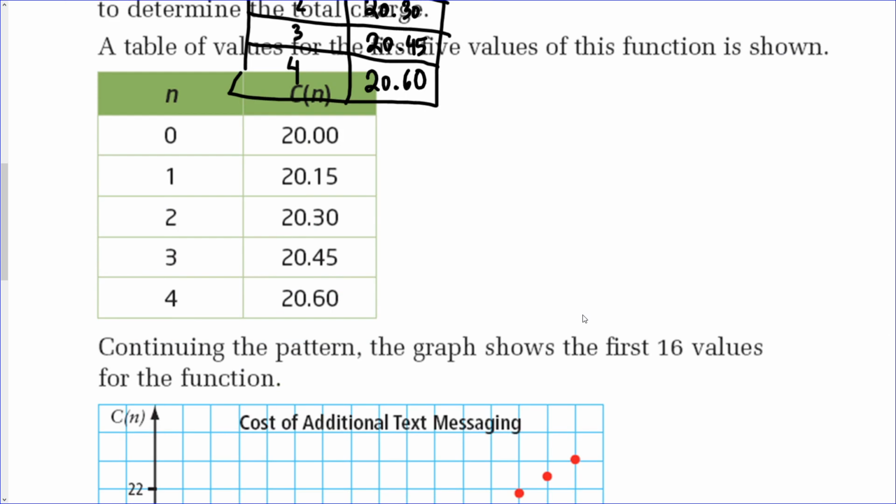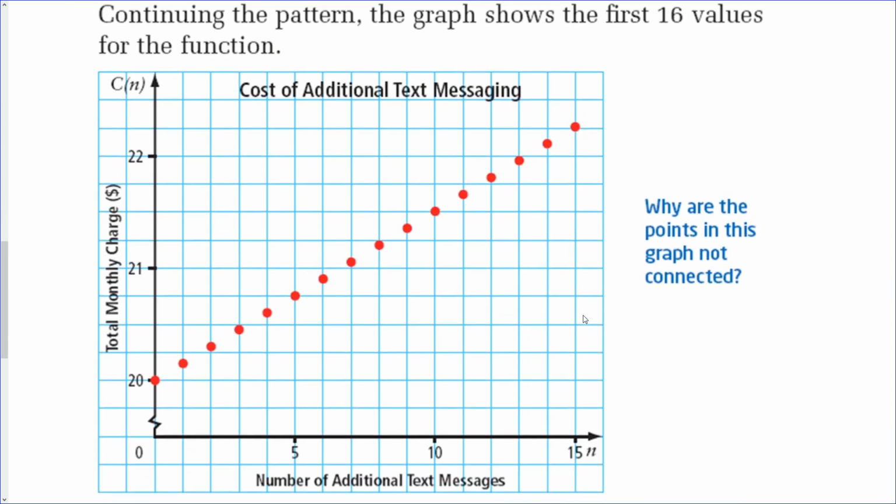In the textbook, there's their table. You will see the graph for the first 16 values, from 0 to 15 additional text messages, right here. You'll notice the points are not connected. It's not a line because these are discrete values. You can't send half a text. It's either a text or not. So these are shown as discrete values.